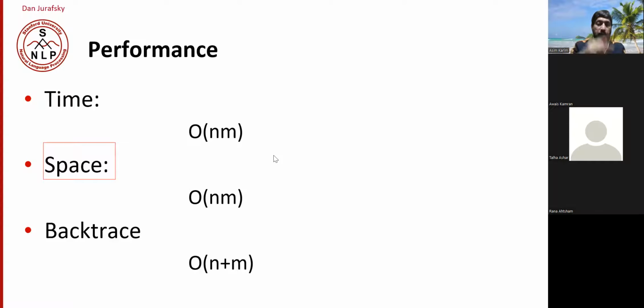Similarly for space, you need to fill the entire matrix, so the complexity is m into n. And for the backtrace, you simply need to keep pointers, and the space and time for that is m plus n. The worst backtrace would be you go down completely and then go left, or you go left and then go down. The best would be the diagonal. So that is big O, m plus n. As you can see, it's fairly efficient, linear in both the sizes of the string x and the string y.